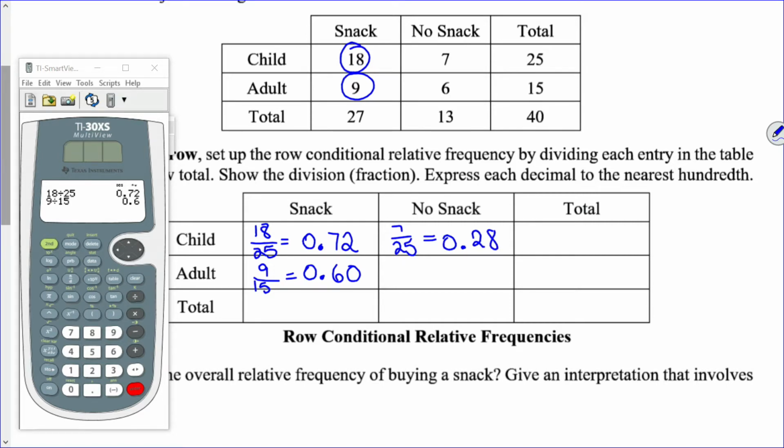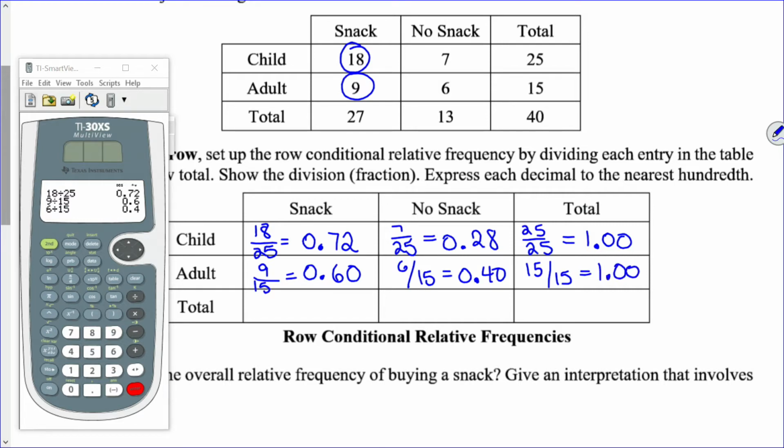Now here's going to be a little bit of a weird one. 25 divided by 25 is equal to the number 1, and I'm just going to write that as 1.00. You're going to see a lot of 1s in this table. Coming down here, we would have 6 divided by 15, and that gives me 0.40. I'm not going to have to round very much here at all. And then I've got 15 divided by 15, which is also 1.00.